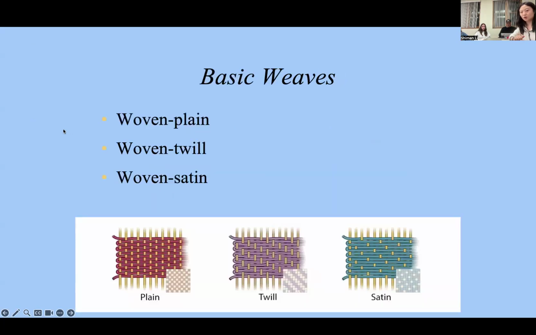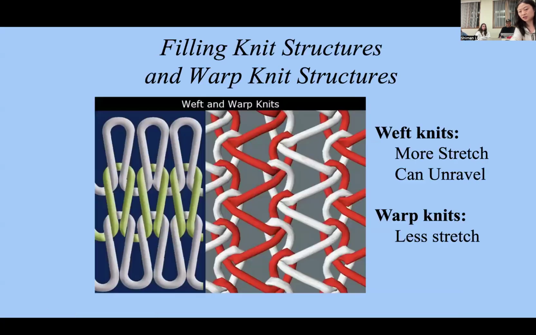And we have our basic weaves for woven fabrics. As shown on the picture, the plain weave, the twill weave, and the satin weave. We have the characteristics quite different for each of them. We've already reviewed that in our lecture part.